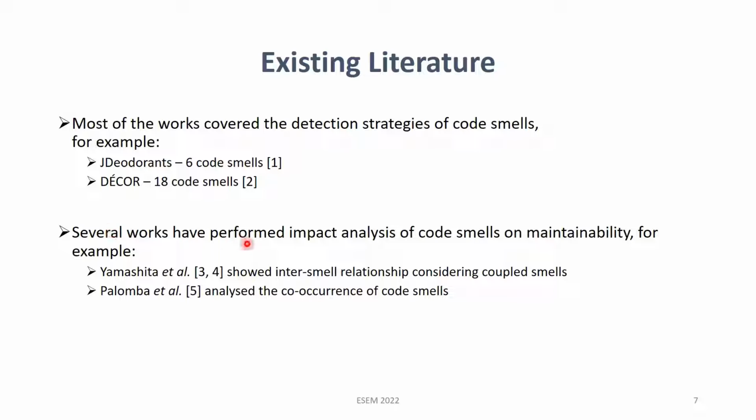Several works have performed impact analysis of code smells on maintainability. For example, Yamashita et al. showed inter-smell relationships considering couple smells using 3 projects. Another study, Palomba et al., analyzed the co-occurrences of code smells using large-scale software projects.